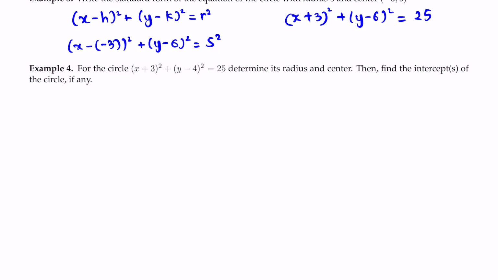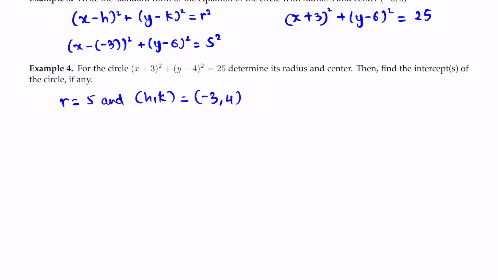What is the center? What is h equal to? -3, because of the formula here, x minus h. So here you have h to be -3. What about k? Positive 4. Right, so r is equal to 5 and (h, k) is equal to (-3, 4).